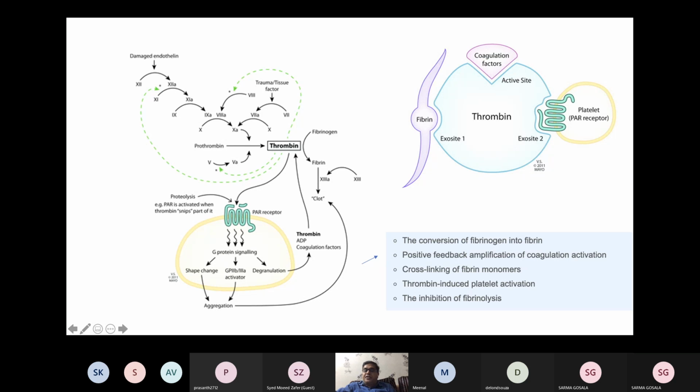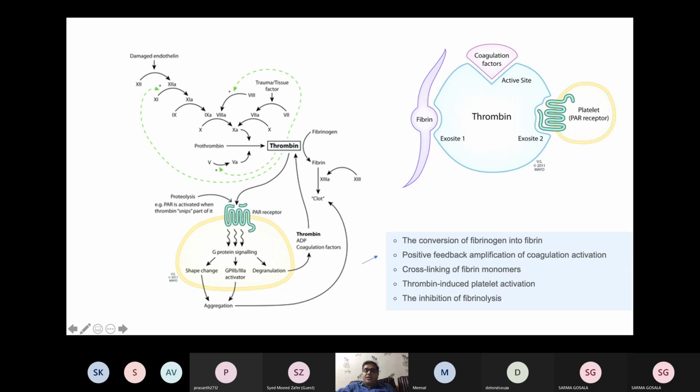There's a positive feedback amplification of coagulation activation, cross-linking of fibrin monomers, and thrombin-induced platelet activation. What you see here acts through the PAR receptor, which causes G protein signaling, and which leads to shape change, activation of GP2B3A receptors, and degranulation. That aggregation is an important step in clot stabilization, which is actually the first step of platelet aggregation. But thrombin has an effect there as well.